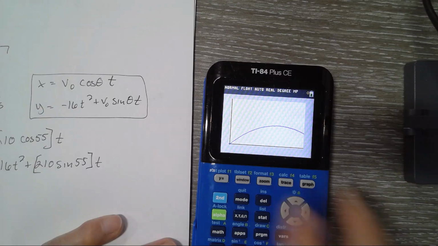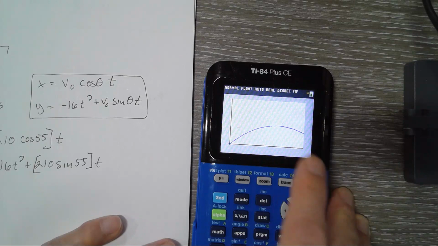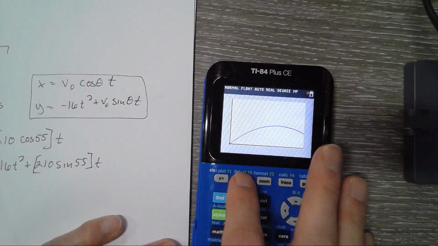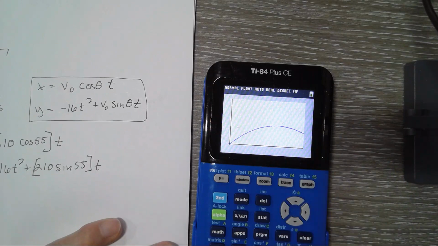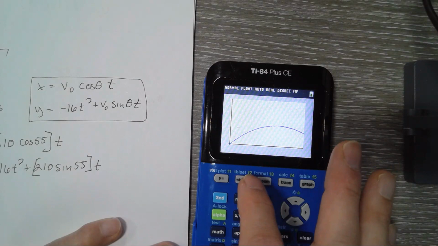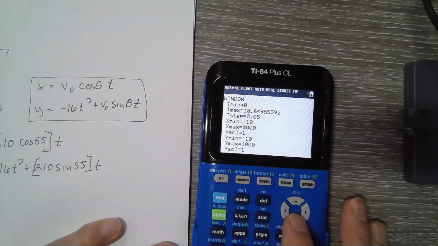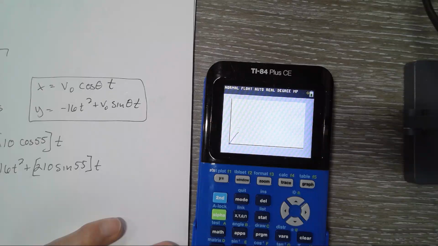Alright, so the Y max is fine. My X max, I'm going to have to go a little bit further to the right. It's still working because we asked it to go to 18 seconds, so I'm going to hit on, and that always stops the calculator from graphing something. Window, X max, I'll try 2,000. Okay, so there is the projectile launched at an angle of 55 degrees at 210 feet per second.